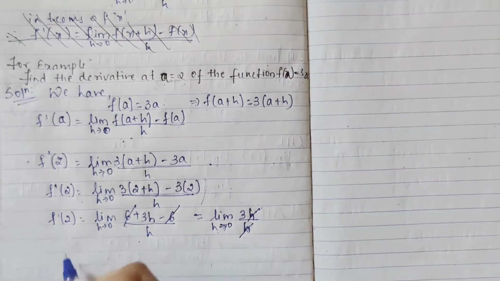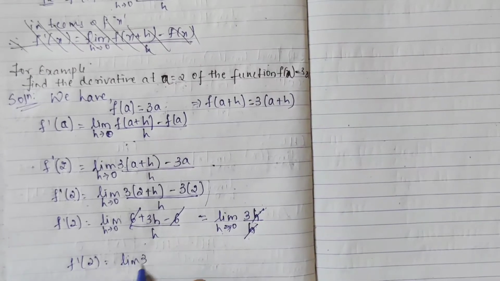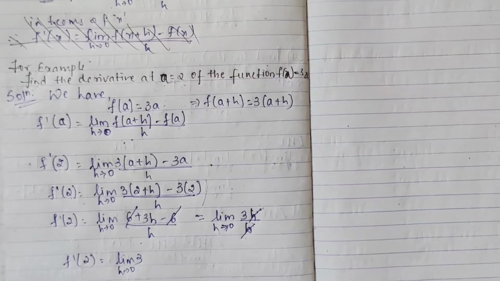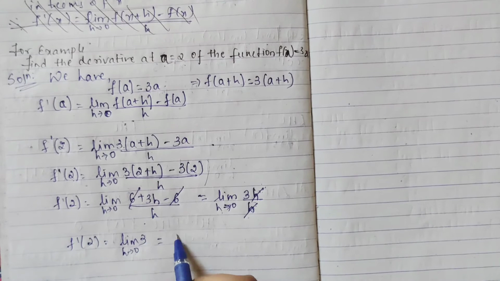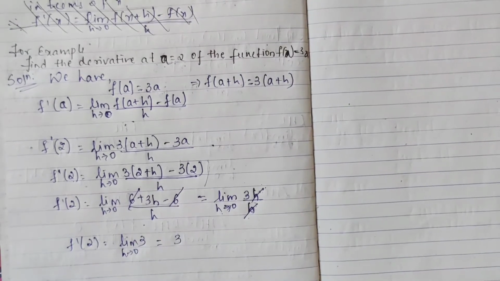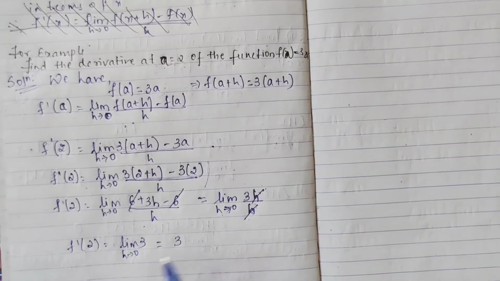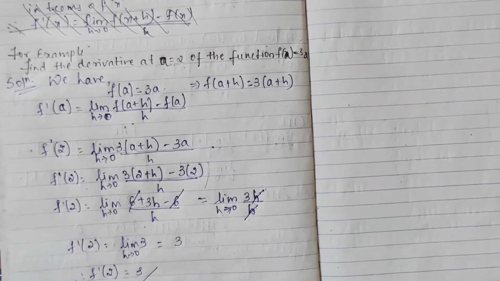So f dash of 2, you are having what? Limit 3, h1 cancels, right? H tends to 0. So now only 3 is left, h is not there. You don't have any number with h. So your value will be what? Only 3, right? So your value is 3. So therefore f dash of 2 is equal to 3.